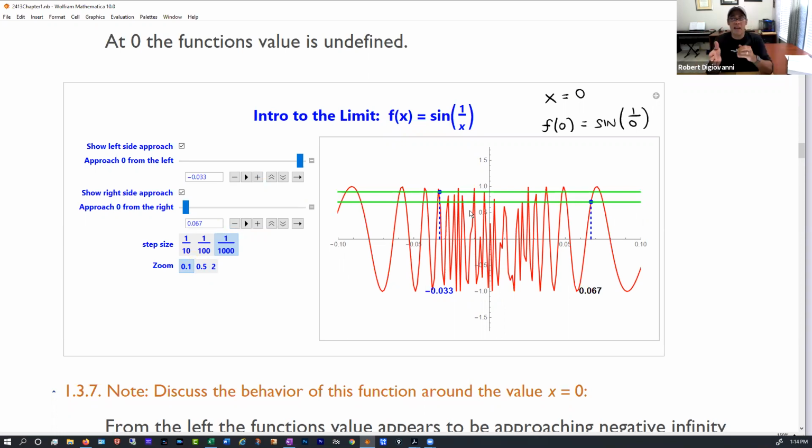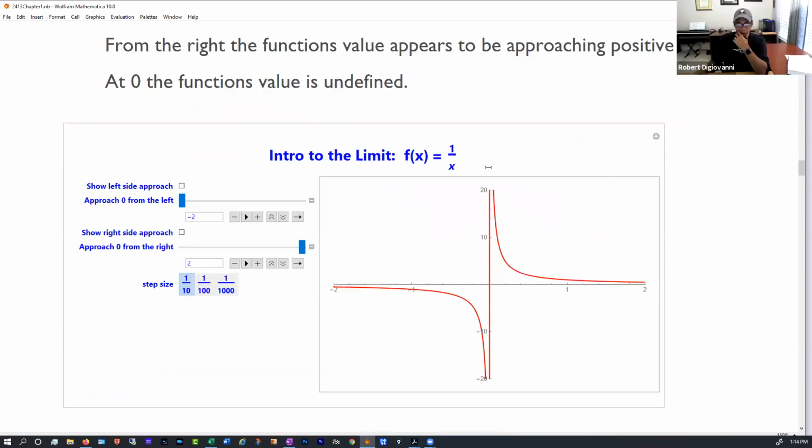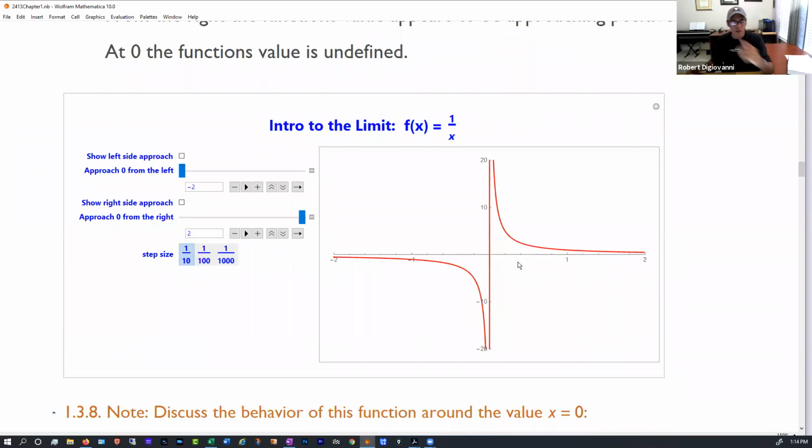So this is an example. This is a weird example. This is an example where at 0, it's undefined. From the left, there is no number we're approaching. And from the right, there is no number we're approaching. It's like all the worst case scenarios possible. Does that make sense? Yes. Okay. All right. So here's another function, and we're going to be looking at x equals 0.